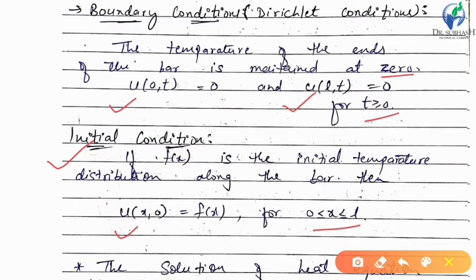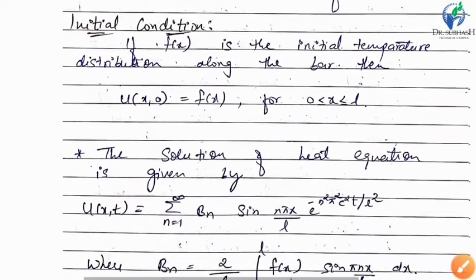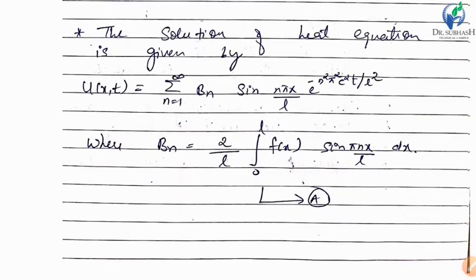We need to remember this, that u(x,0) we will be taking as f(x). Now, the solution of heat equation is given by u(x,t) = summation n = 1 to infinity b_n sin(nπx/L) e^(-n²π²c²t/L²), where b_n = (2/L) ∫ from 0 to L f(x) sin(nπx/L) dx. We name this as equation A, and this is the formula for the solution of heat equation.